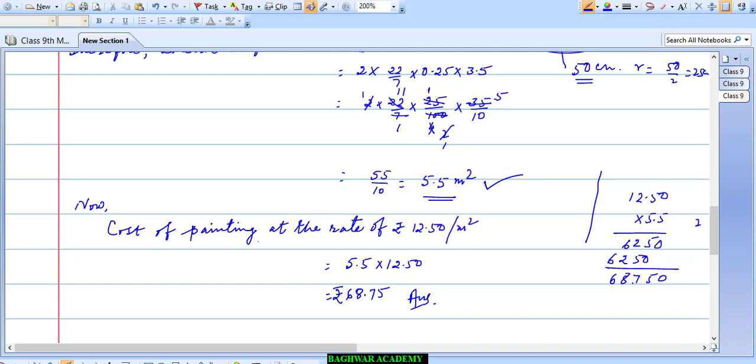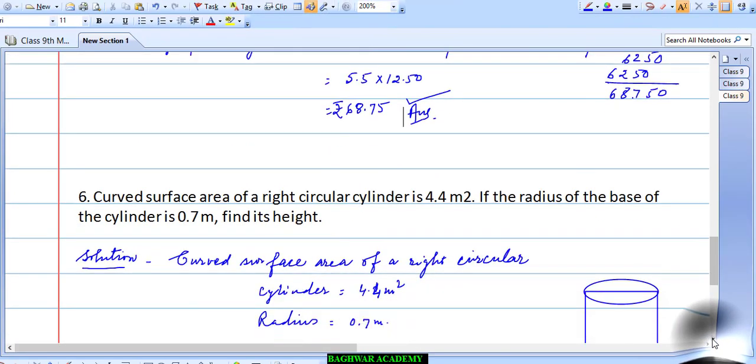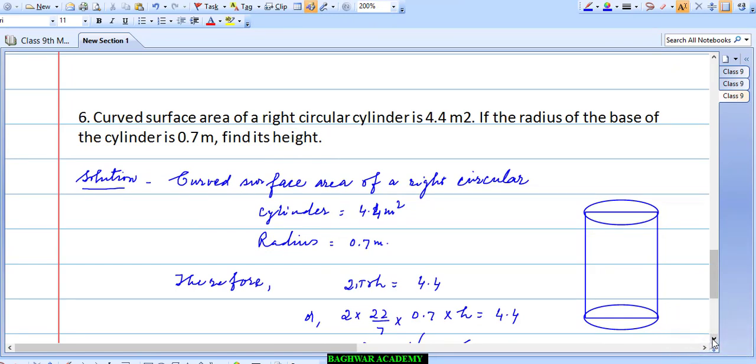Now the cost of painting at the rate of 12 rupees 50 paisa. 1 meter square costs 12 rupees 50 paisa. So for 5.5 meters square, what will be the cost you need to find out? So simply you need to multiply 5.5 into 12.50. So you will get 68 rupees 75 paise, and this will be your answer. So easy question it was. I hope you understood. Next question we have question number 6.